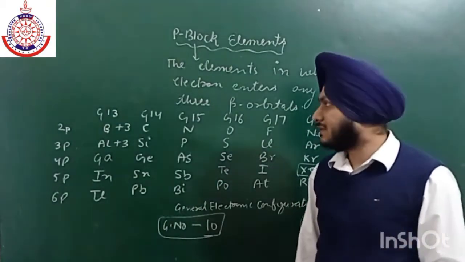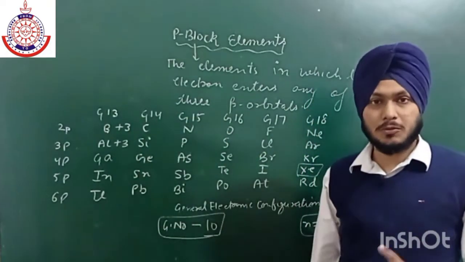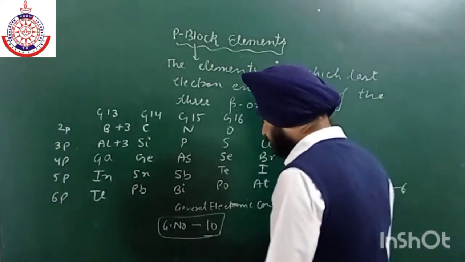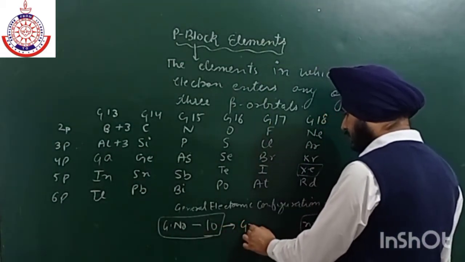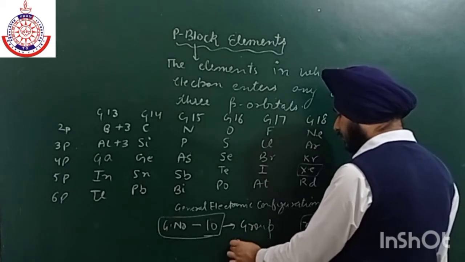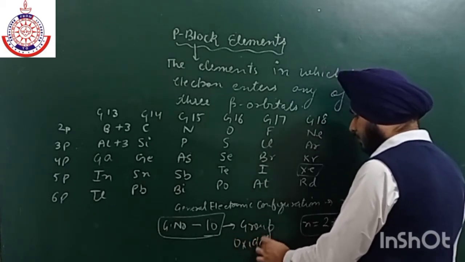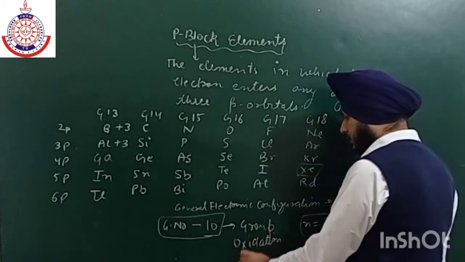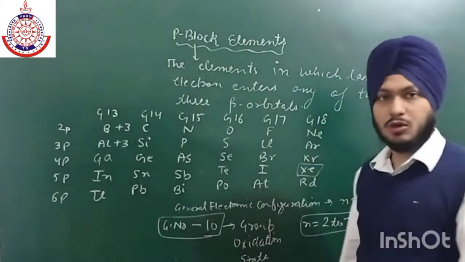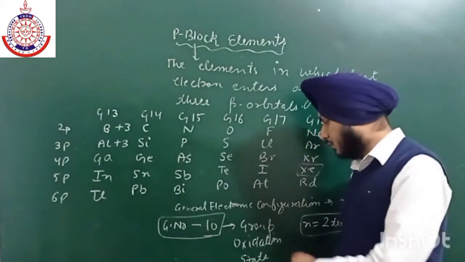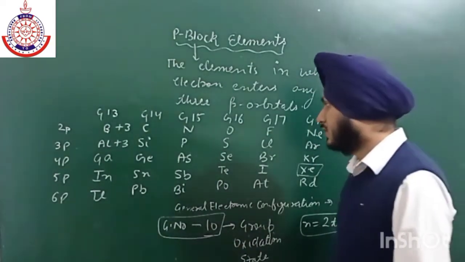So that state which is related to their group is known as group oxidation state. This is known as group number minus 10, which is derived from their group oxidation state, or group oxidation number, GON, or GOS, group oxidation state.